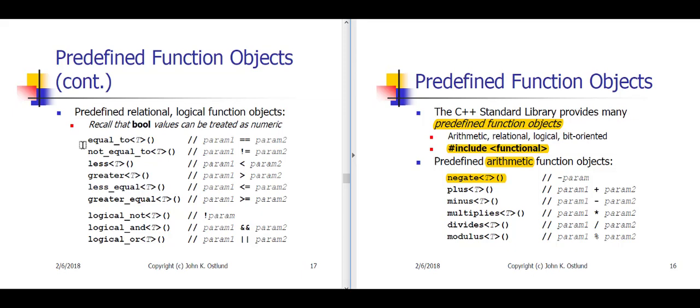For equality and inequality, here on slide 17, we have equal to, not equal to, less, greater, less equal, greater equal. And we also have logical not, logical and, or. Logical not is a unary operator. All of these others are binary operators.